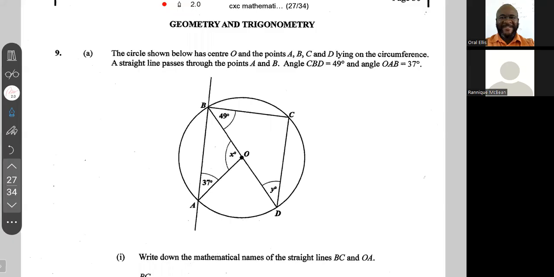All right, so question number 9 says the circle below has center O and the points A, B, C, and D are on the circumference. A straight line passes through A and B. Angle CBD is 49 degrees, we can see that. Angle OAB is equal to 37 degrees.